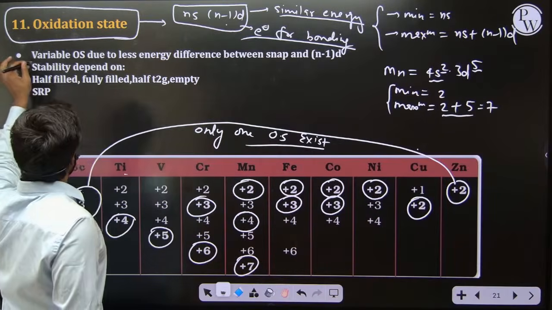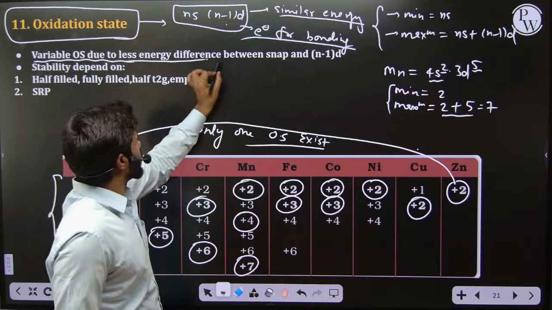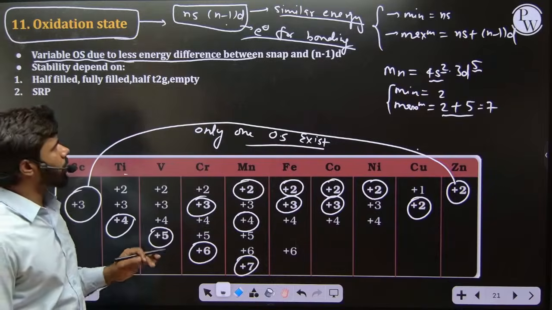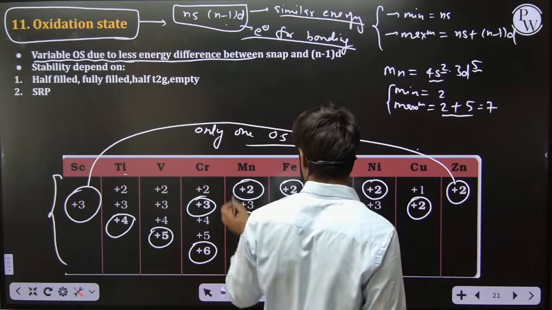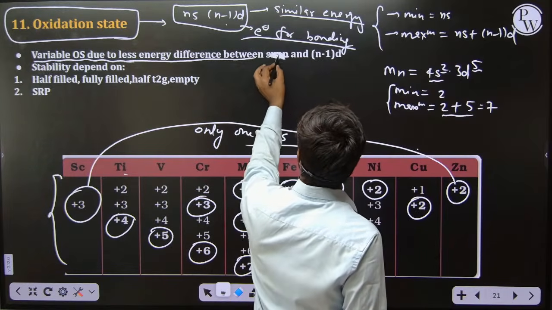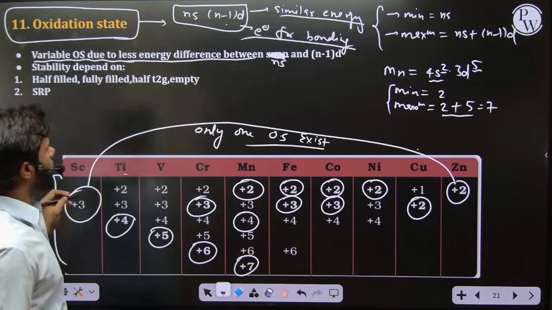So variable oxidation state is due to what? It is due to the less energy difference between the ns and (n-1)d orbitals.